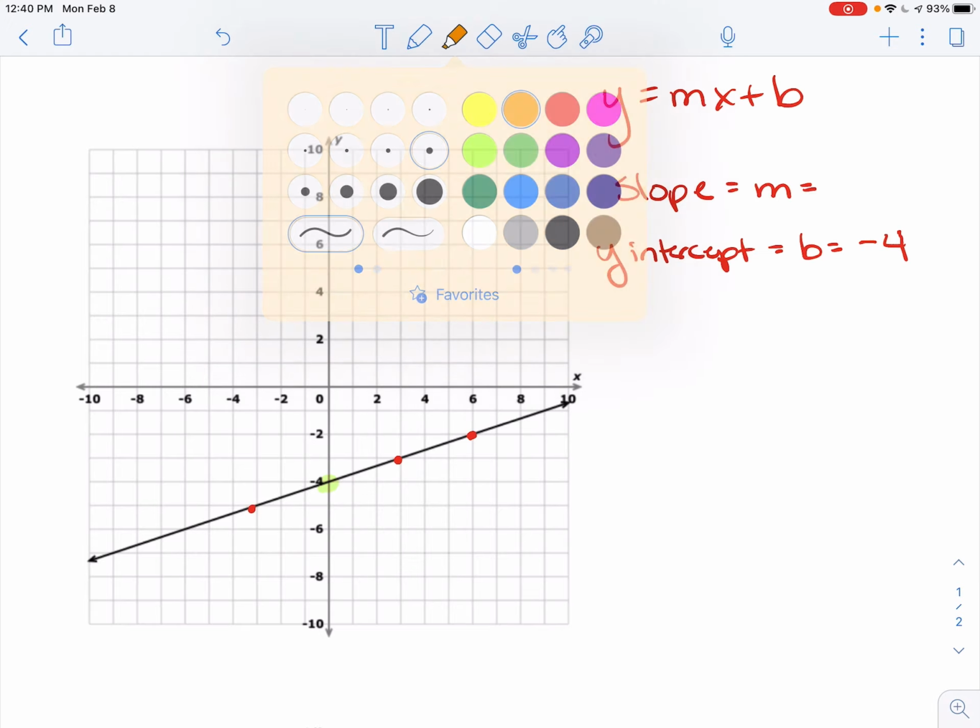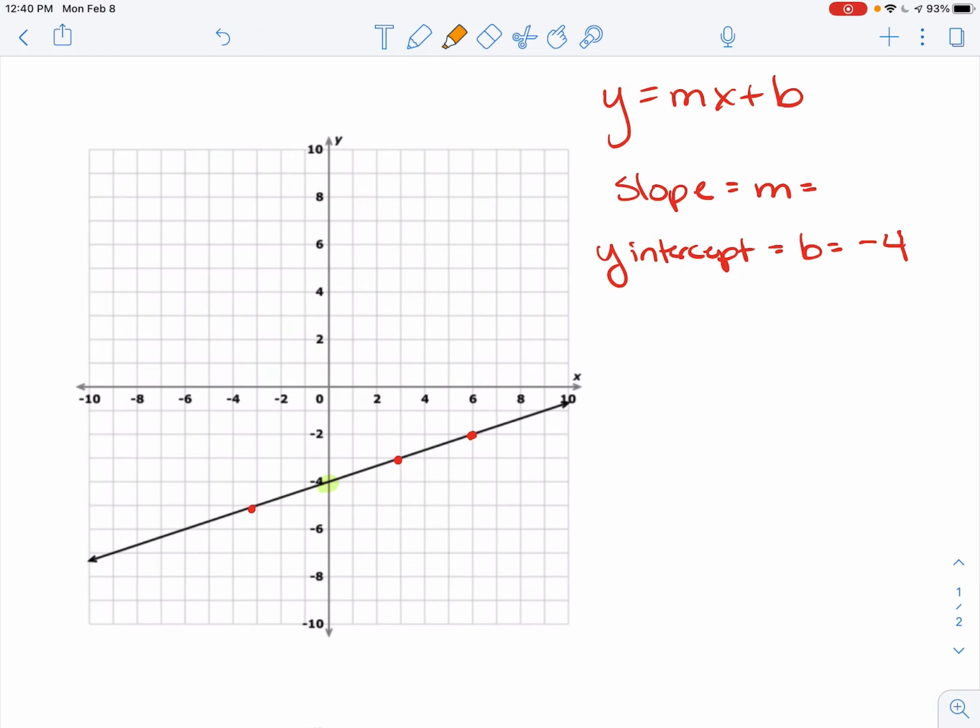I'm going to go back to my highlighter, and I'm going to use orange, and my goal is to see how it moves from one point to the next. So if I start at my -4, which was my y-intercept, I go up 1 and then right 1, 2, 3. Let me see if that works again. Up 1, right 1, 2, 3. Perfect. So up 1 is a +1, and right 3 is a +3, and that's my slope. I went up 1, right 3, then up 1, and right 3. That's going to be my slope.